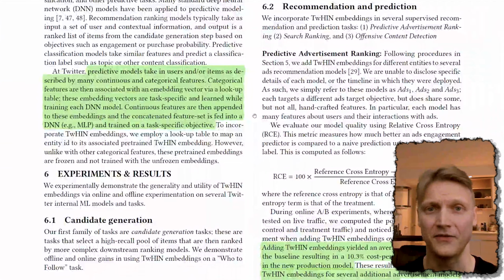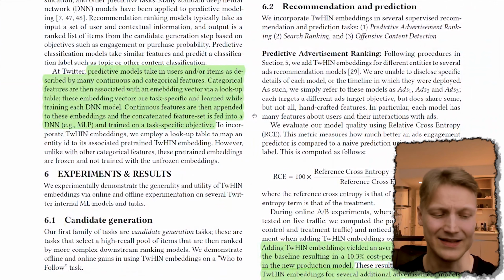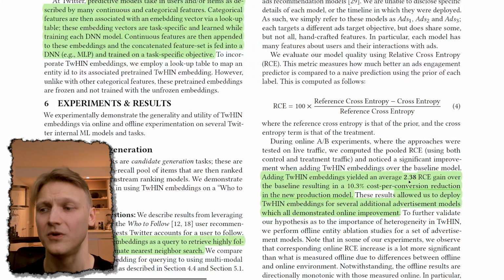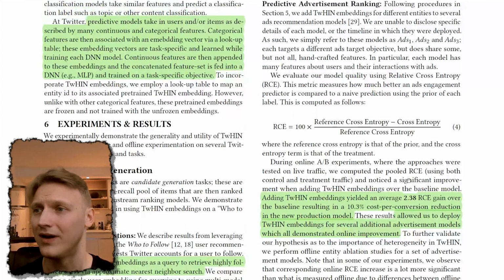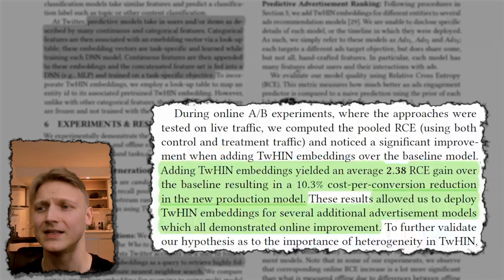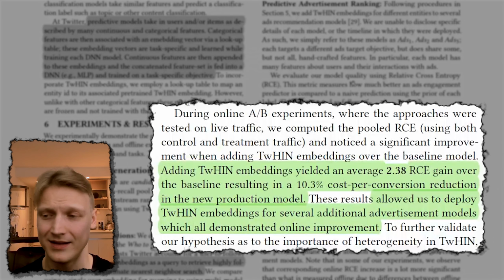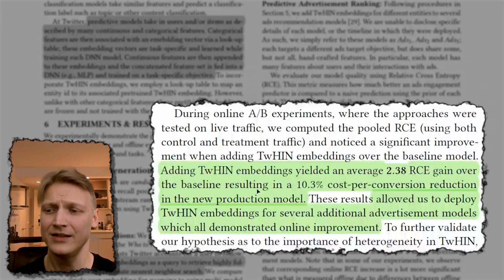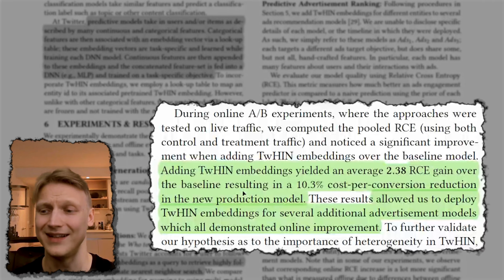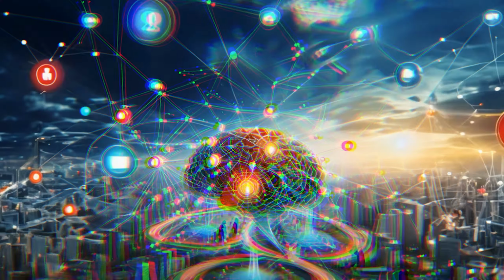They've also done it for advertisement ranking and discovered that it gave them an average of 2.38 relative cross entropy gain over the baseline. This is the way they measure model quality, and that in turn resulted in an over 10% cost per conversion reduction in the new production model.